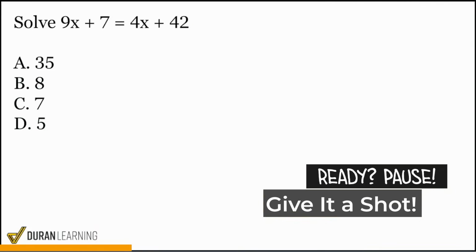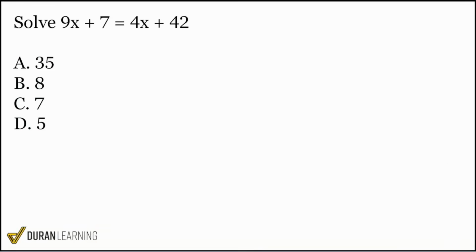So next problem here, and it says solve 9x plus 7 equals 4x plus 42. So this is a pretty lengthy one. And what we're going to do to handle this is just take a moment to observe. We're going to observe first. So we have 9x plus 7 equals 4x plus 42.